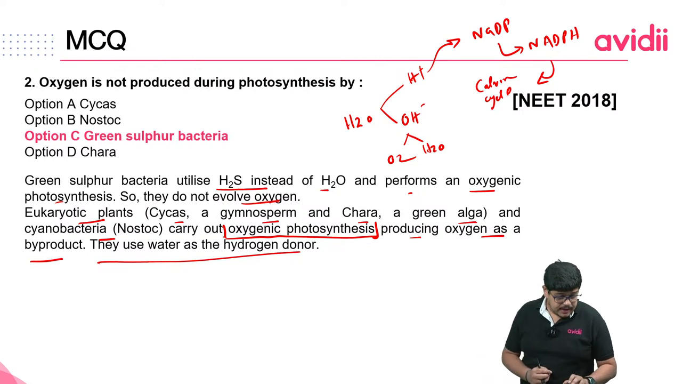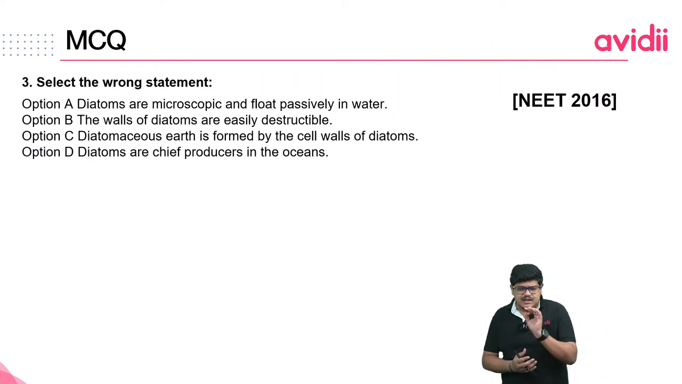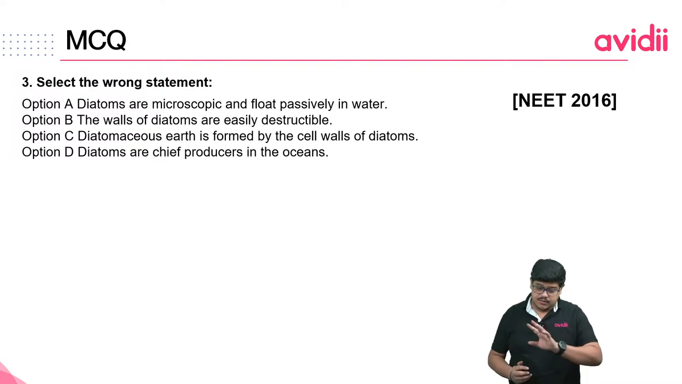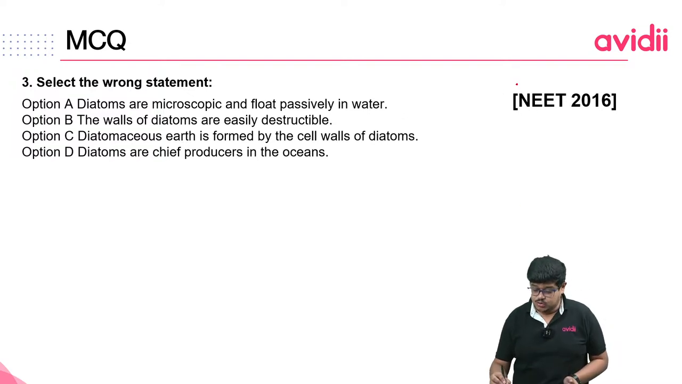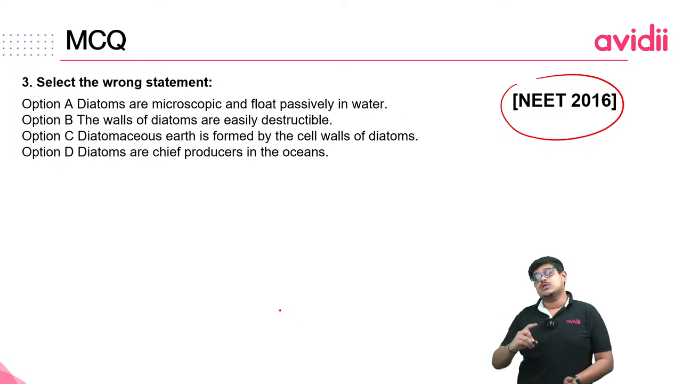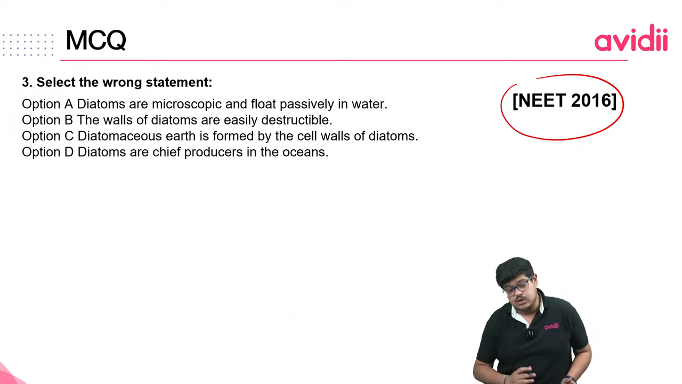Okay, now select the wrong statement. यही वो क्वेश्चन है जो मैं आपको बोल रहा था. ठीक है, we will have the alternate of the question. ये 2016 में आया था, 2015 में भी इसी के ऊपर, इसी कॉन्सेप्ट से क्वेश्चन आया था.